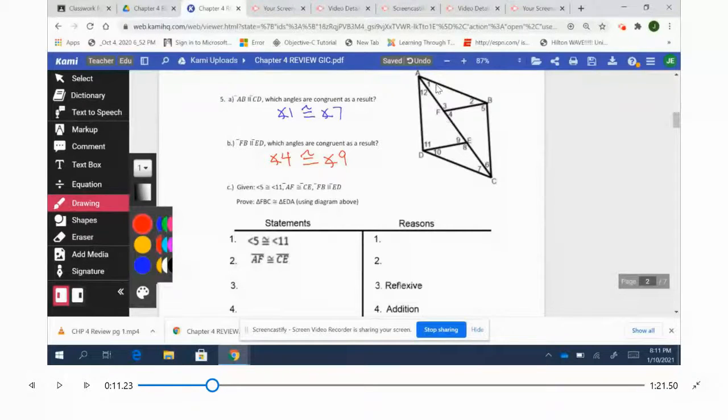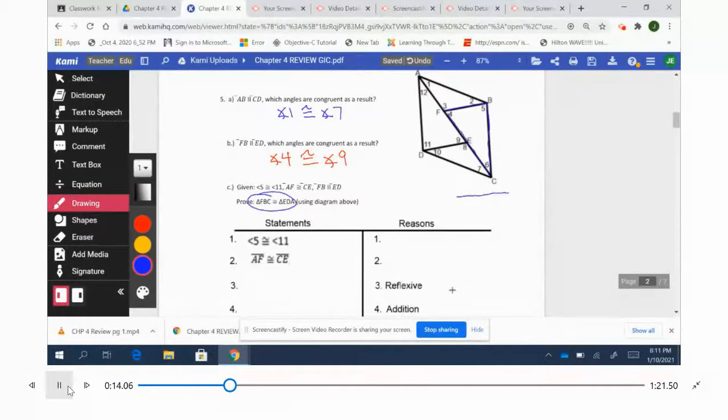So we're going to use addition. AF plus FE is going to be equal to CE plus EF. Then we're going to need that EF to be stated the same in both, which is the reflexive property. So we'll have a couple of steps in here that will come up.